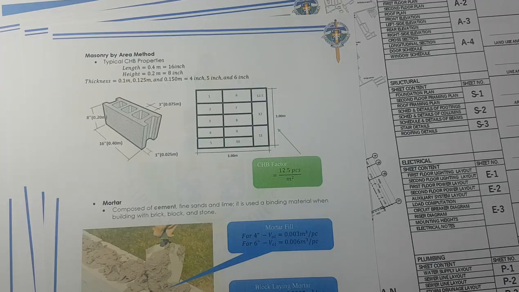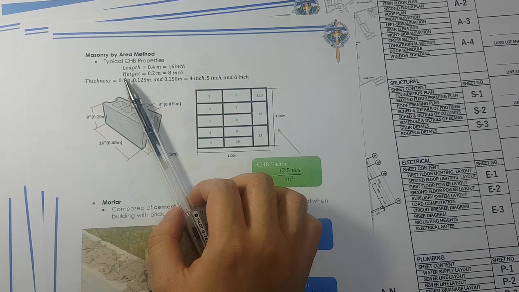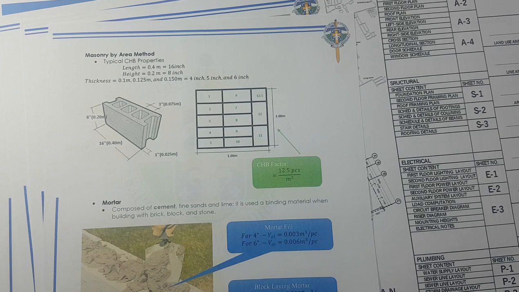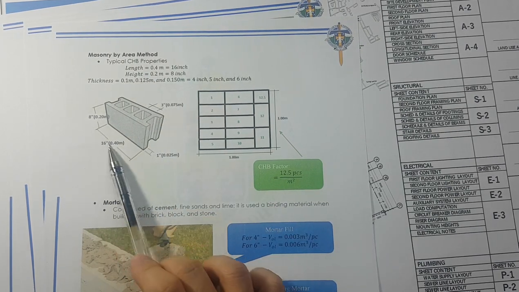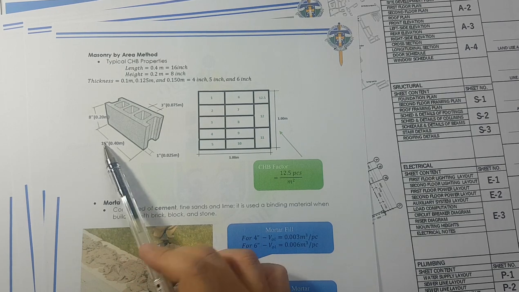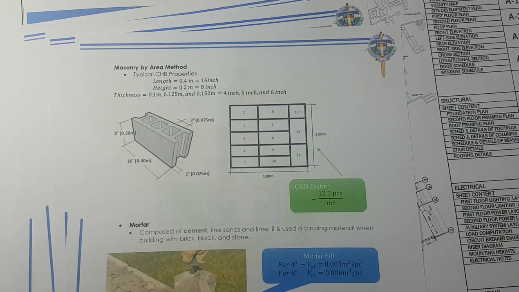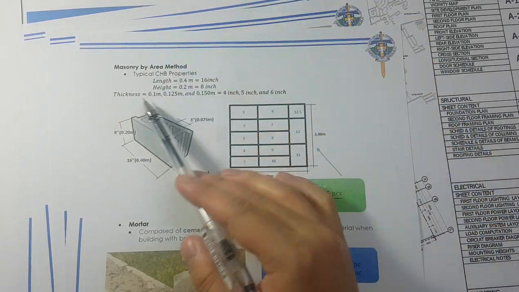So, yeah. For estimating masonry, we are going to use the area method. Okay? So, for the area method, our main concern will be the area of the CHB wall, or the area where we are going to install our CHB. Now, typically, for a CHB or concrete hollow blocks, the properties would be a 0.4 meter length, or 16 inch, and it has a height of 0.2 meter, or 8 inch. Now, the thickness varies depending on its function, no? So, if it is an interior wall, more or less, this the thickness of the CHB.